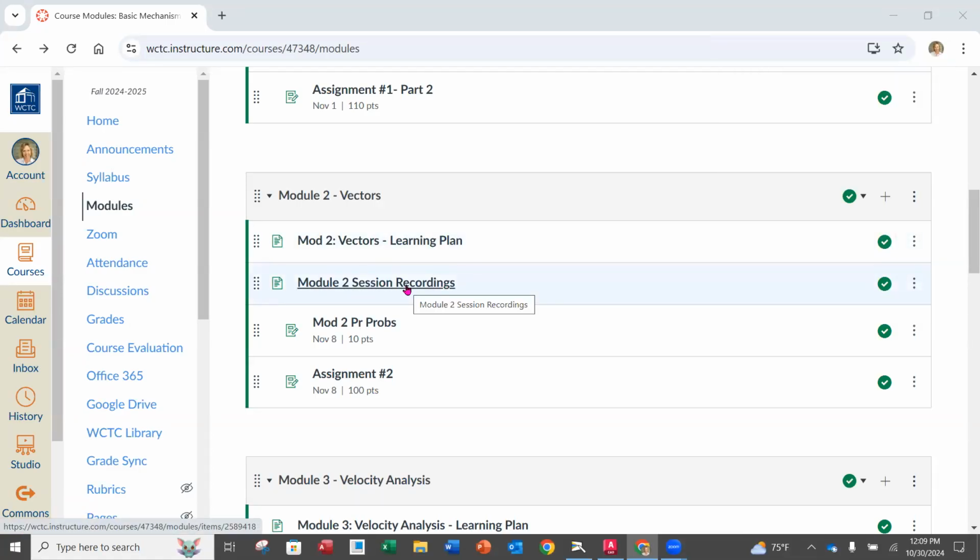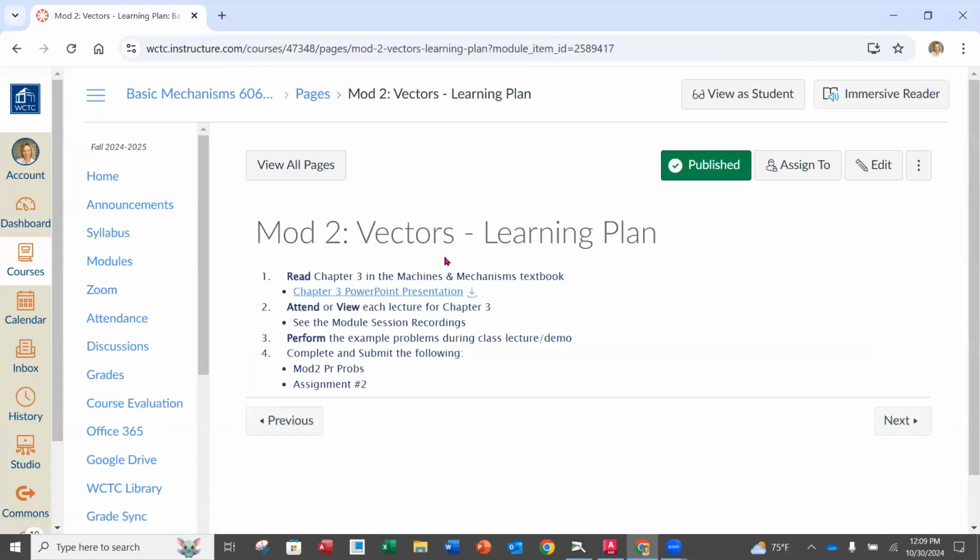Okay, so we're going to get started on Module 2, and we're going to take a peek at our learning plan. So you'll notice here in our learning plan, we have the PDF of the PowerPoint presentation that is going to be the sections that we'll be responsible for in Chapter 3. So even though this is Module 2, we're going to be looking at Chapter 3 from our book.